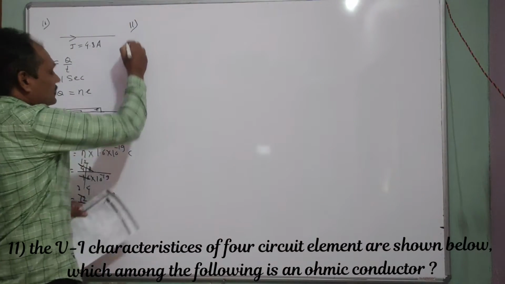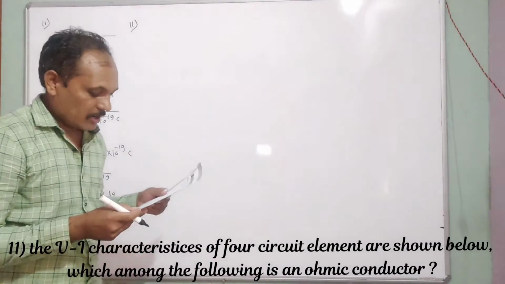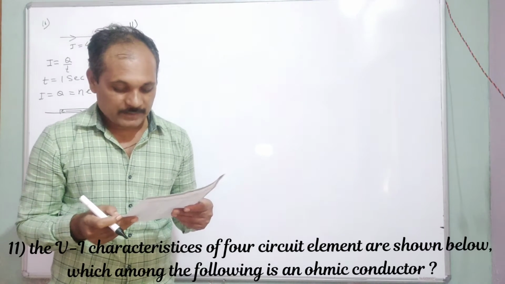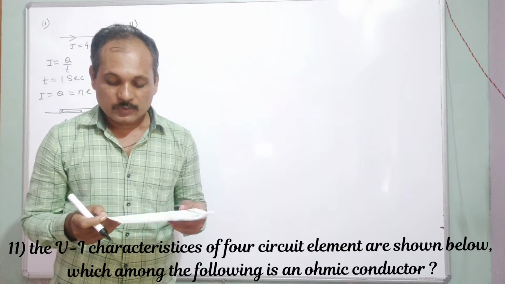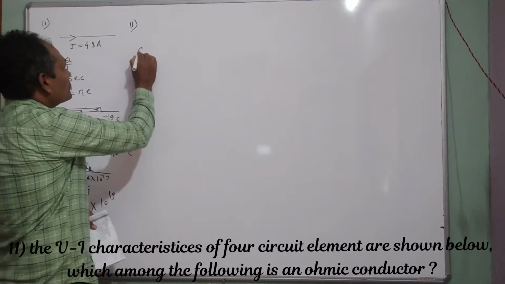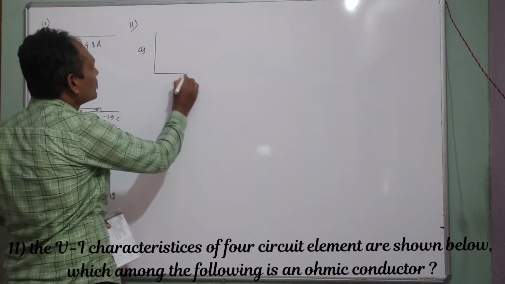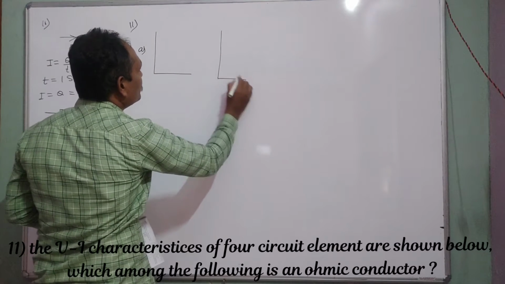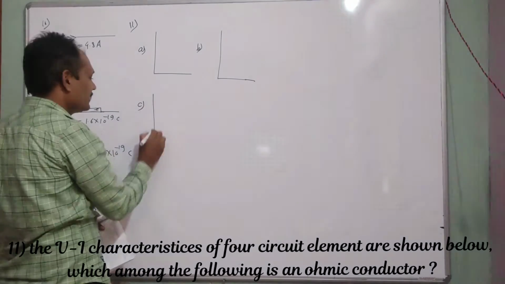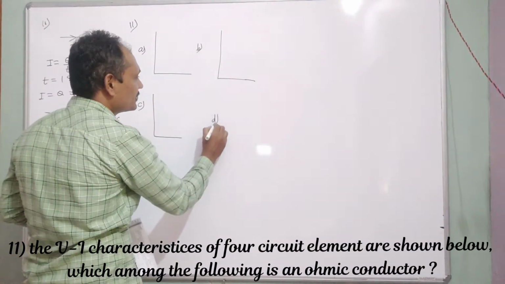Question number 11. The I-V characteristics of four circuit elements are shown below. Which among the following is an ohmic conductor? The first option is A, the second is B, the third is C, and the fourth is D.